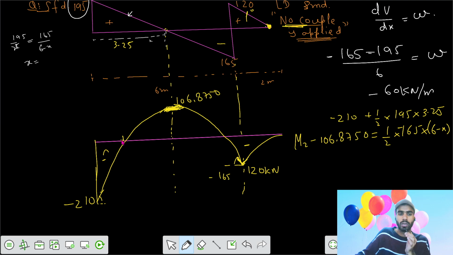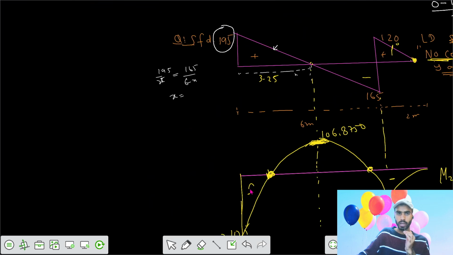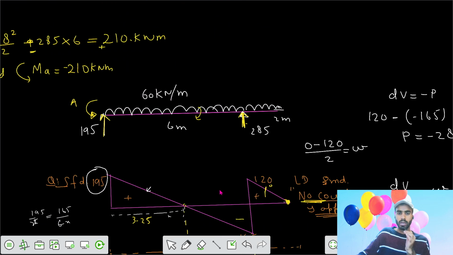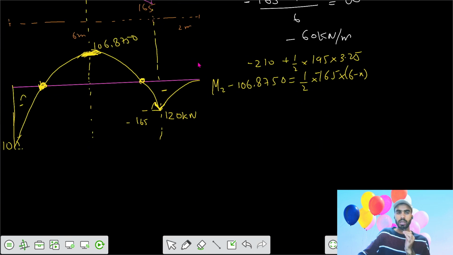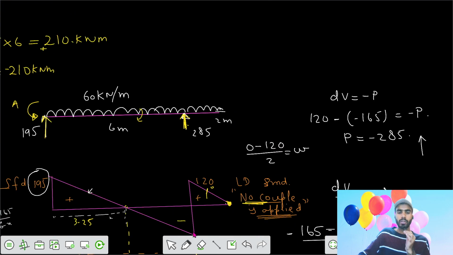So there are 2 points of contraflexure, 1 and 1. We can get the value of contraflexure here. We have the general loading, and we got 2 contraflexure points. So we can have that equation. We can write, let's say this is your 195, and here the loading moment was 210, and say this is your loading intensity.